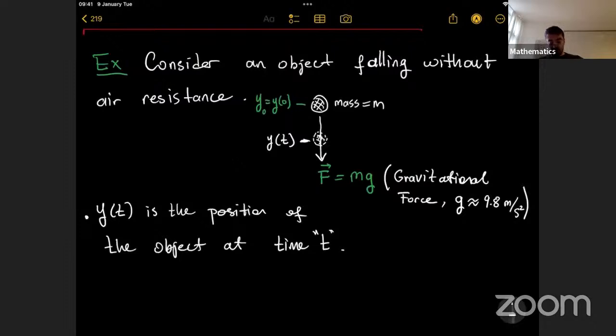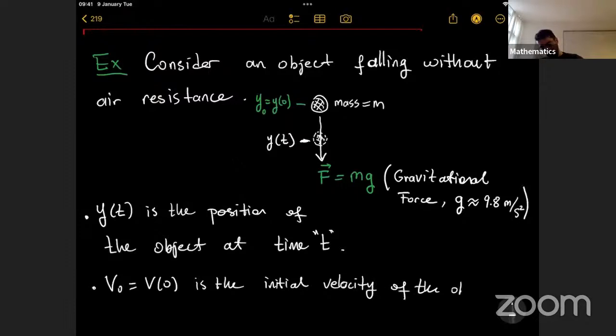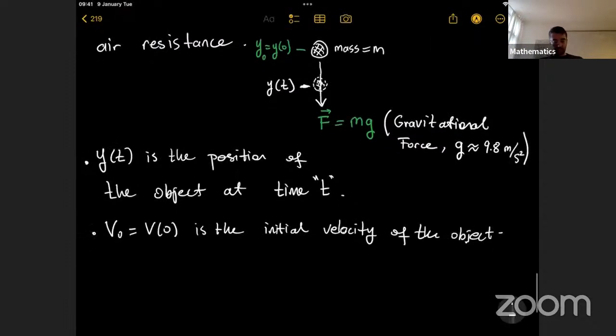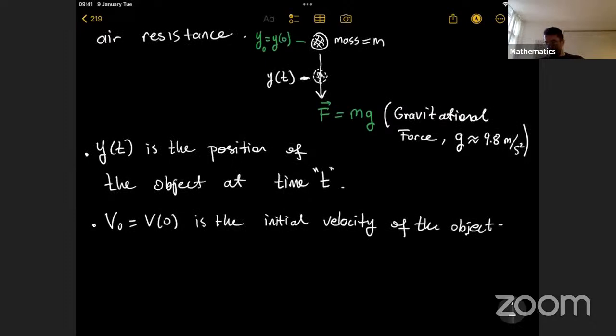There might be an initial velocity. Let's say v0, which is v of 0, is the initial velocity of the object. Of course, if you just drop the object without any force, it's basically zero. But you can do this with a force, and then there is an initial velocity. So let's write the initial value problem here.